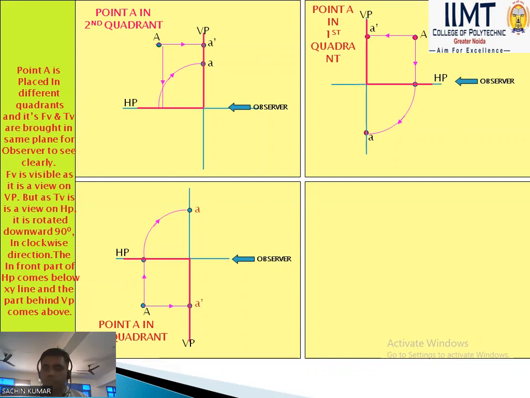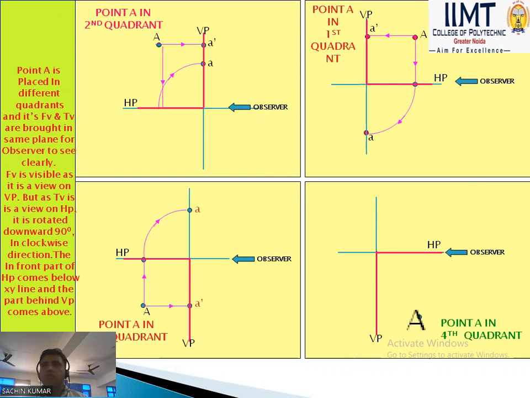Next, we discuss the fourth quadrant. In the fourth quadrant, the point lies below the HP and in front of the VP. The front view goes to the vertical plane and is denoted by A dash, and the top view is rotated in the horizontal plane.